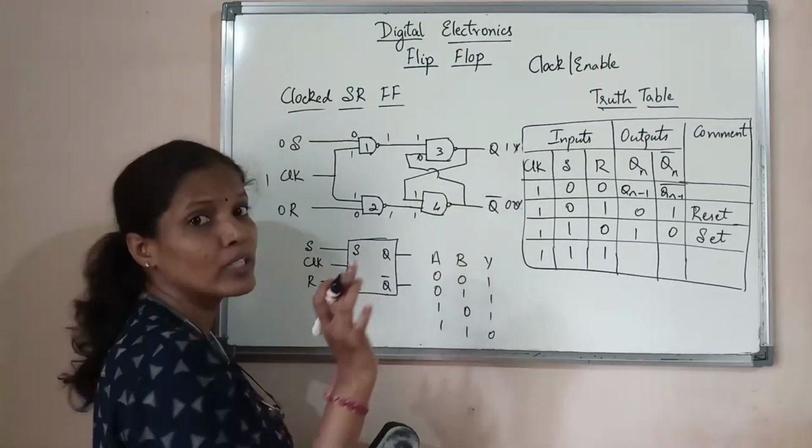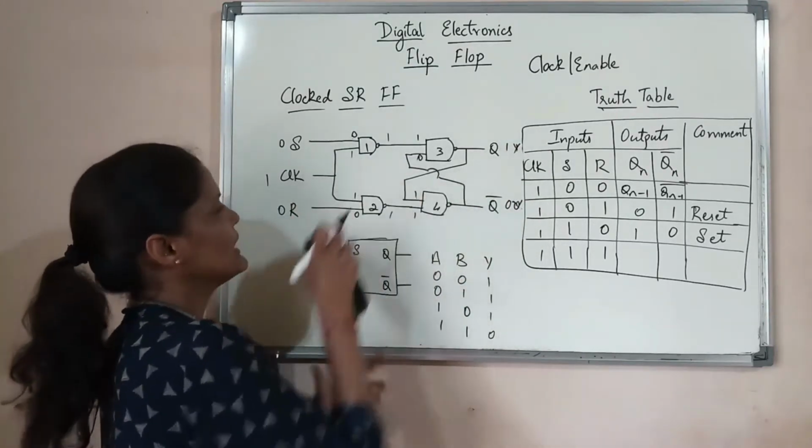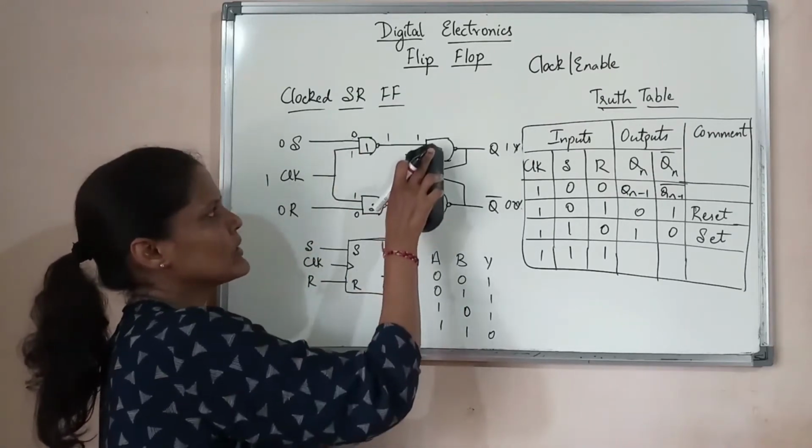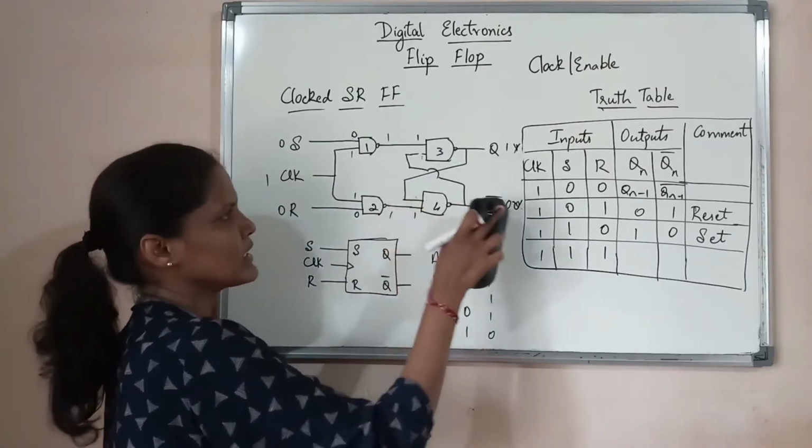ಅಕಸ್ಮಾತ್ ಇದು 0 ಇದು 1 ಆಗಿದ್ರೆ ಏನಾಗುತ್ತೆ ಅದನ್ನ ಒಂದ್ಸರಿ ಚೆಕ್ ಮಾಡೋಣ. This part will remain the same. ಇದರಲ್ಲಿ ಏನು ಚೇಂಜಸ್ ಆಗಲ್ಲ ಅಲ್ವಾ? ಇಲ್ಲಿ ಸ್ವಲ್ಪ ಚೇಂಜಸ್ ಆಗುತ್ತೆ. Let me check that what happens.